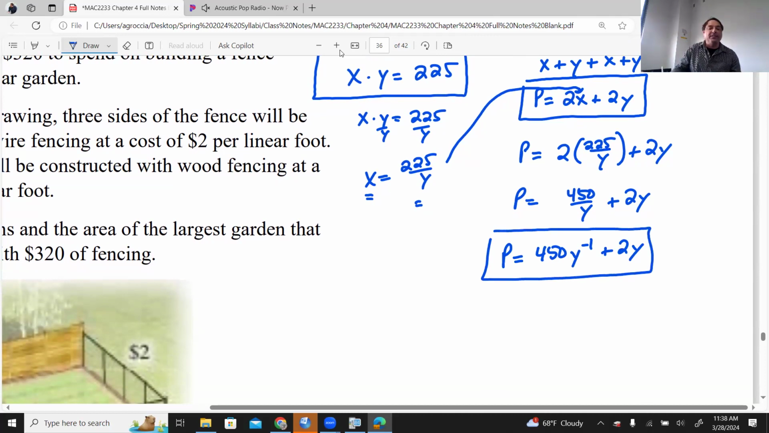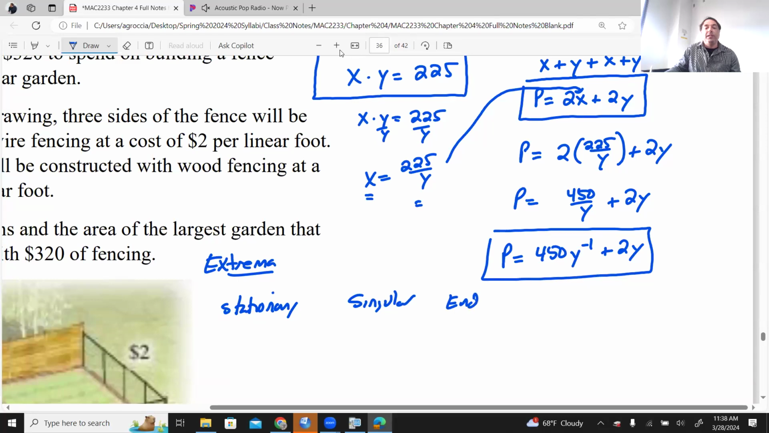Since we're trying to minimize, we're going to do extrema. Extrema means stationary, singular, and endpoints. Keep in mind, I didn't give you a domain, but we can reason a domain, or domain wasn't given, but I'm going to give you a head start. So there's your equation, stationary, singular, endpoints. There's a little bit of work to do ahead of time, but go ahead and find the extrema of that one.